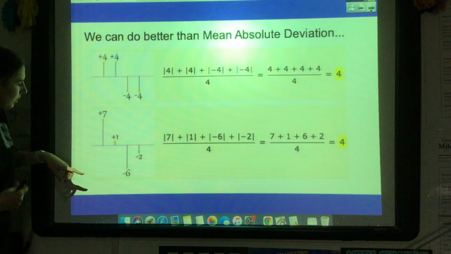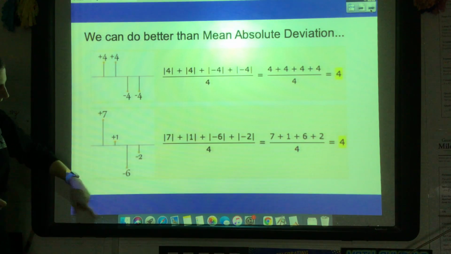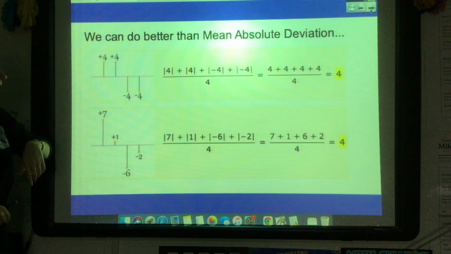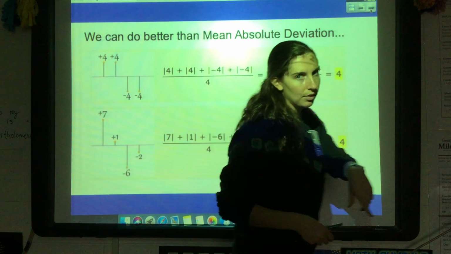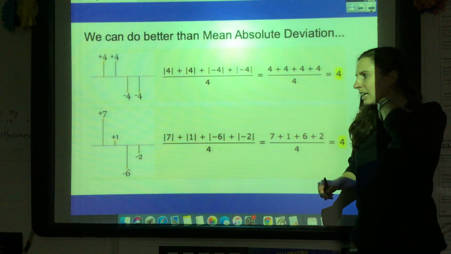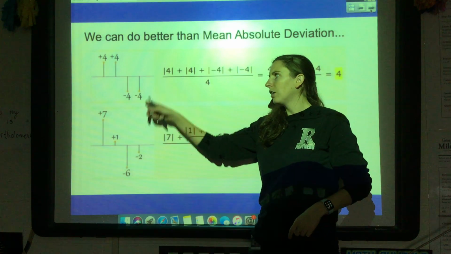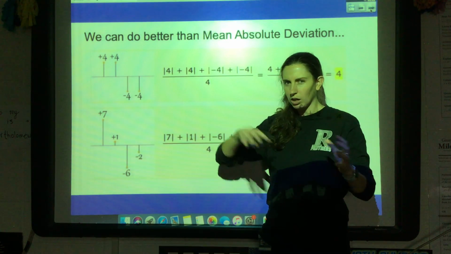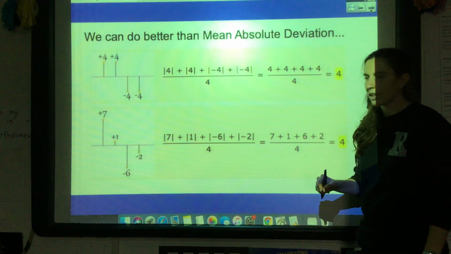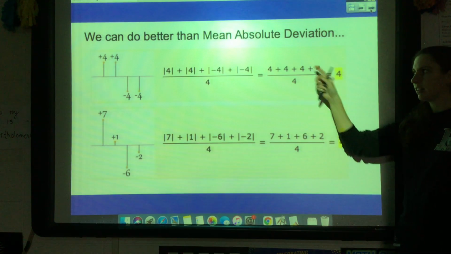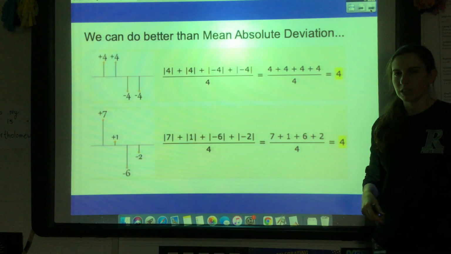This one, imagine you've got data that's 7 away from the mean and 1 away from the mean and negative 6 away from the mean and negative 2 away from the mean. If I calculated that one's mean absolute deviation, we would also get 4. However, it's pretty clear that this one is a little more spread out than this one is. It's kind of more all over the place. And so this one should have a slightly higher number representing its spread than this one. So mean absolute deviation isn't maybe the best option for measuring spread.